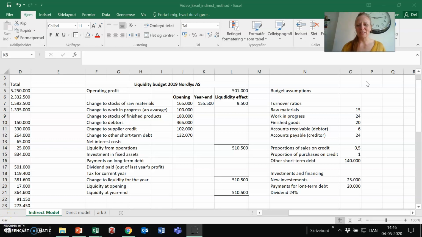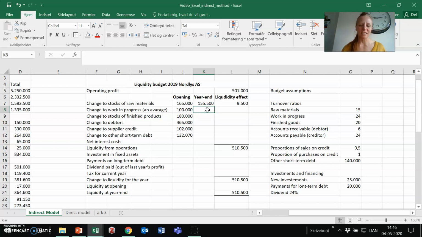Hi, and welcome to part 2 of explaining how to do the liquidity budget with the indirect model. We started by looking at the change in the stock of raw materials of Nordlys AS and found out that the liquidity effect of that change would be a positive 9,500, positive for the liquidity, the cash flow. So let's take a look at the change to work in progress.